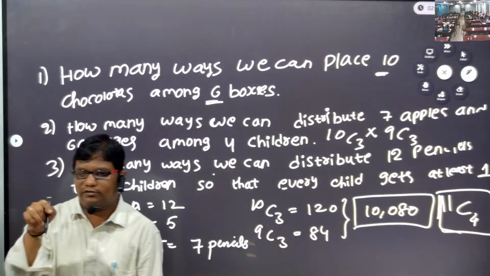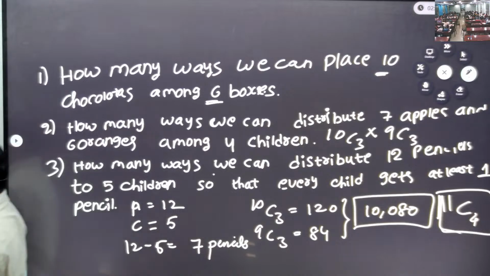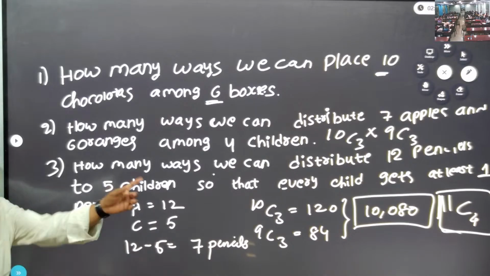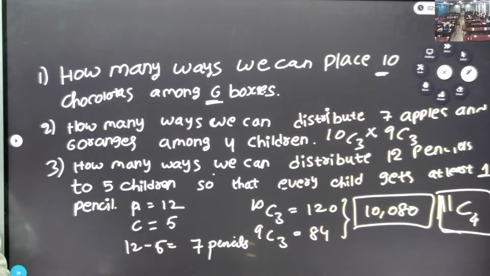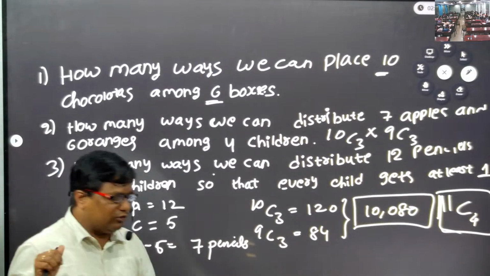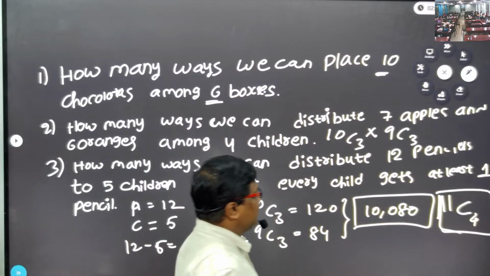But tell me, what is the value? 330 ways. So if you have done it, very good. If you have not, just simplify the 11C4 value. After your simplification you will be getting the answer as 330.